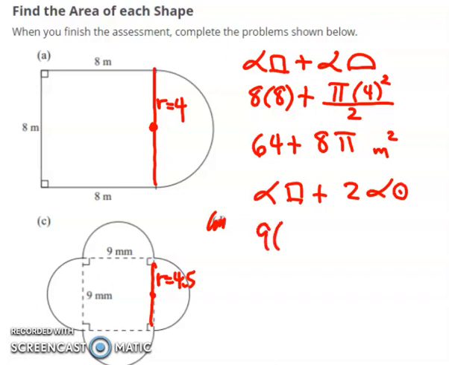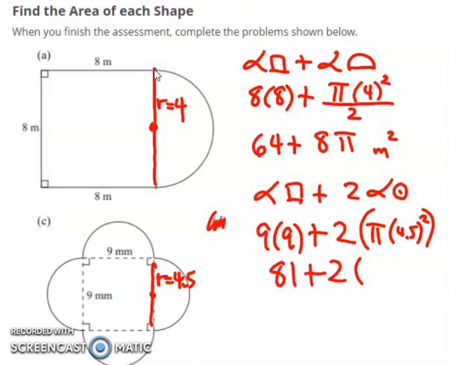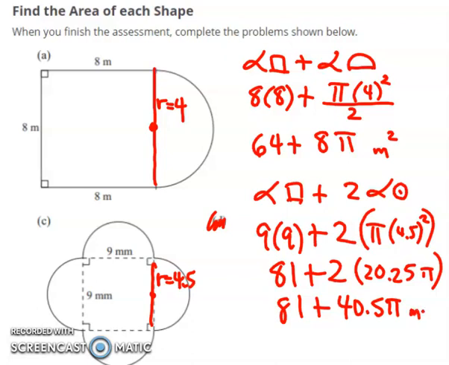So the area of the square is 9 times 9. And then we're going to find the area of two circles. So we have 4 halves here. So it'll be pi times 4.5 squared. 81 plus 2 times 4.5 squared is 20.25 times pi. So 4.5 times 4.5 is 20.25. Then we're going to double that, so we end up with 40.5 pi. So 81 plus 40.5 pi, and this is going to be the area here, in square millimeters.